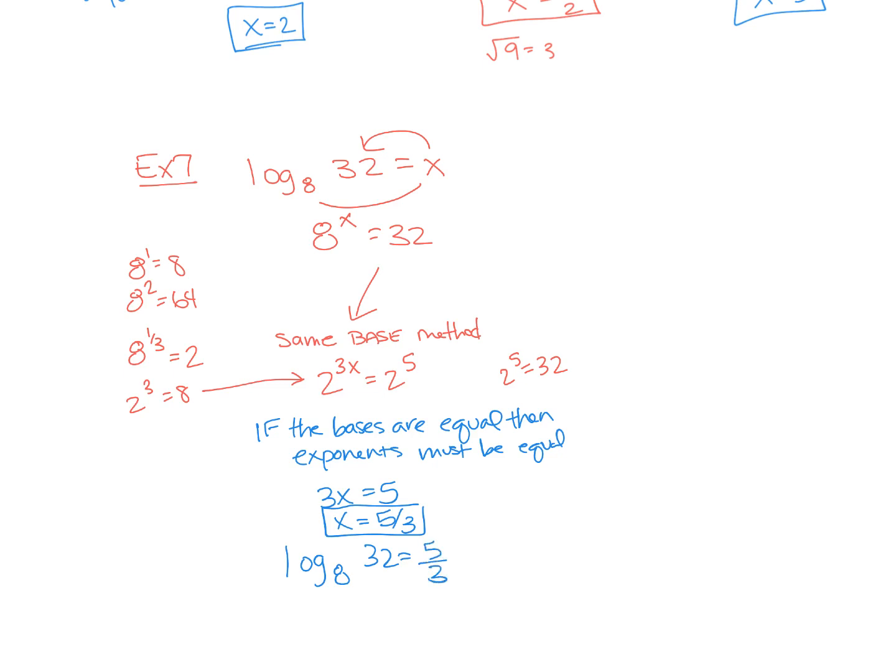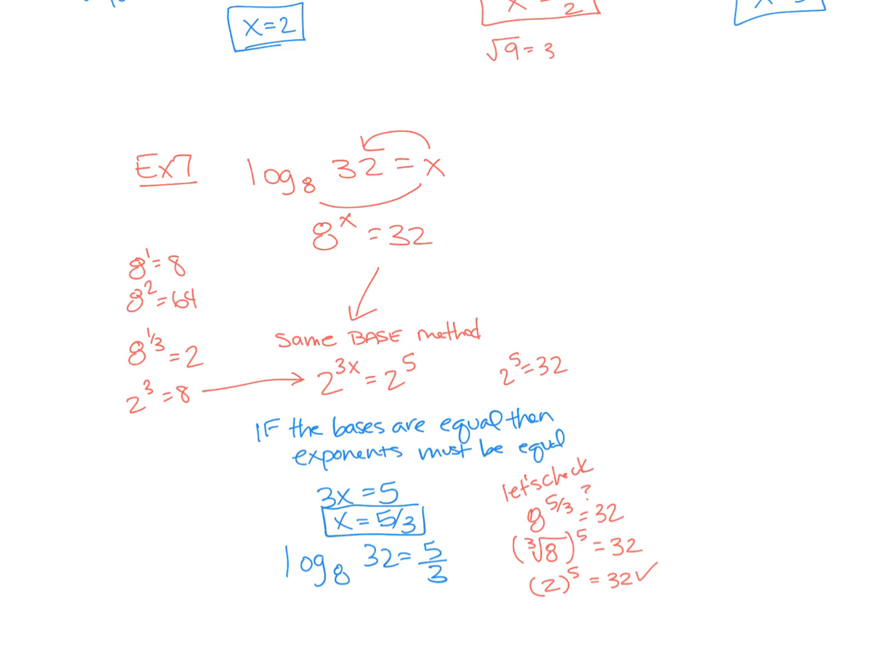Let's check this, shall we? This means that 8 to the 5/3 must equal 32. Let's check it. So this means that I have the cube root of 8, because I know the denominator is my root. And I'm going to try raising it to the 5th power to see if this is 32. So the cube root of 8 is 2. And 2 to the 5th, oh, it does work out. 5/3 is the correct answer for this problem.